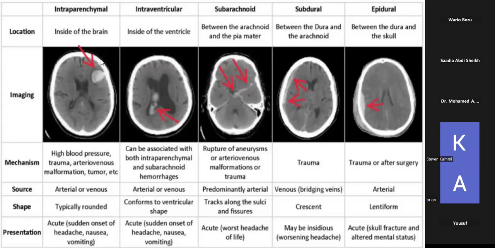In axial view, yeah, this is in axial view. I hope you can see. Can you see my arrow, Sadia? Yes, Doc, we can see.